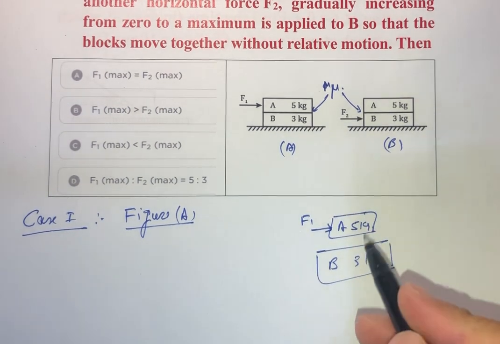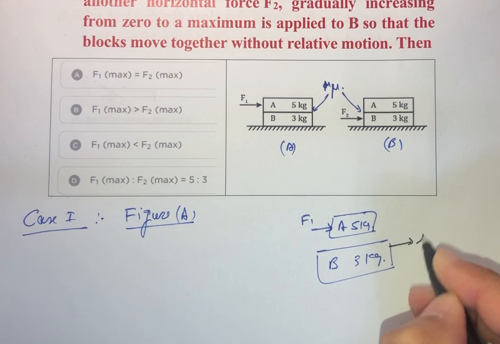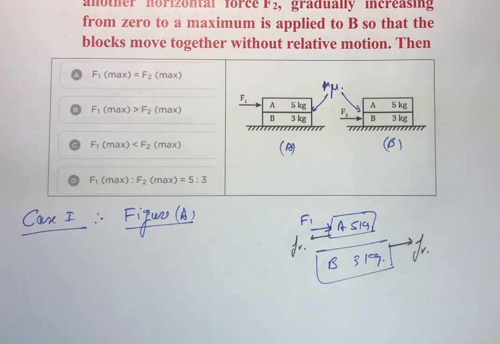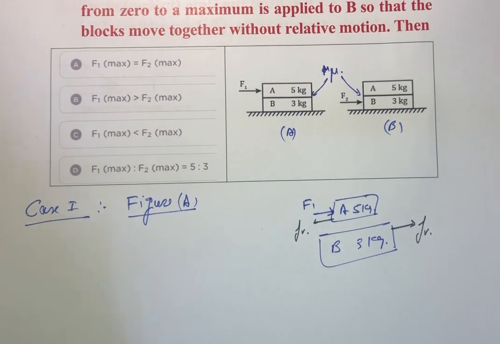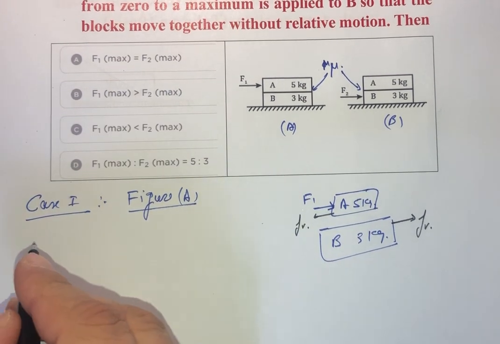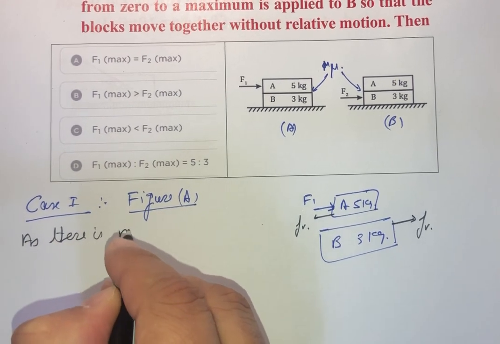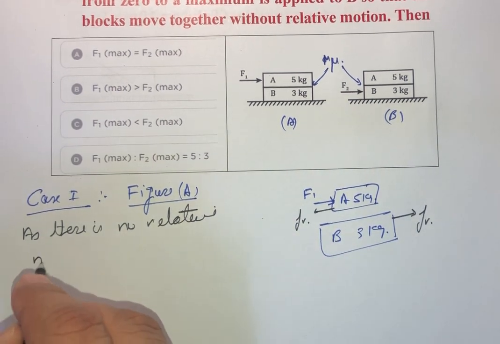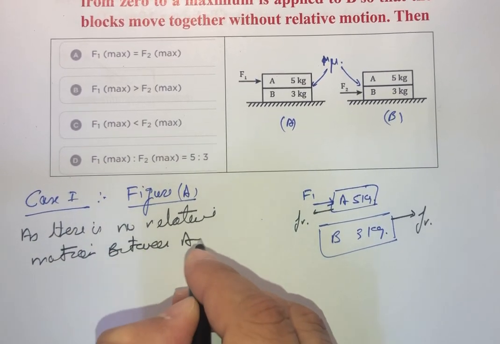So this A will try to move B along the direction of force through friction, and let us call that friction Fr, and equal and opposite Fr will be acting on A. It is said there is no relative motion between A and B. So we assume that they both are moving with the same acceleration a.